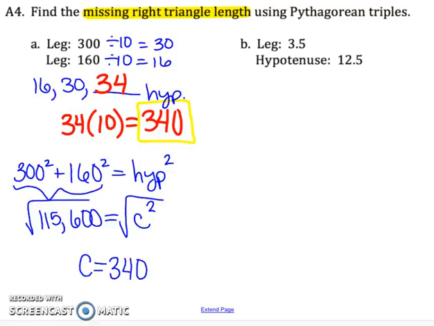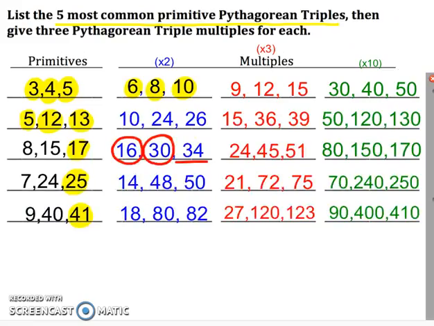Looking at part B, I have a leg length of 3.5 and a hypotenuse of 12.5. Once again, these are not integers, so they're not a Pythagorean triple, but I can multiply them by something to see if they could be a Pythagorean triple. In this case, I'm going to multiply both by 2. That's 7. 12.5 times 2, that's 25. Looking back at my Pythagorean triples, 7 and 25 are what's in my list.